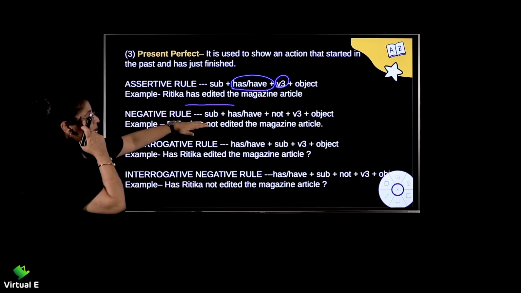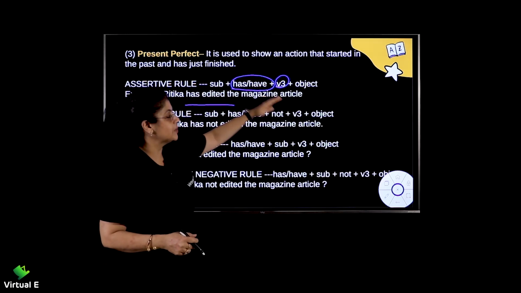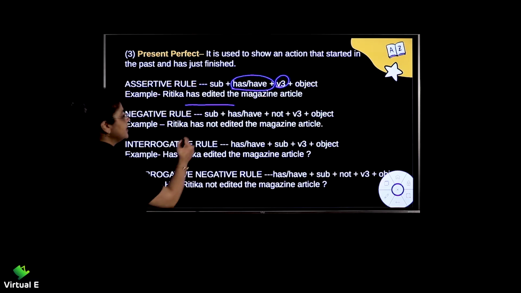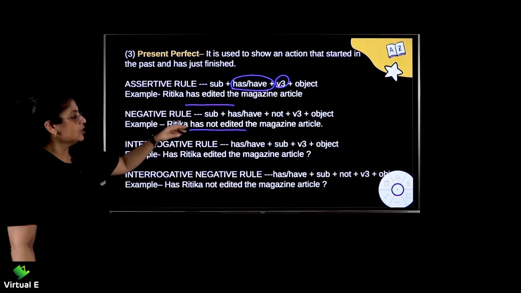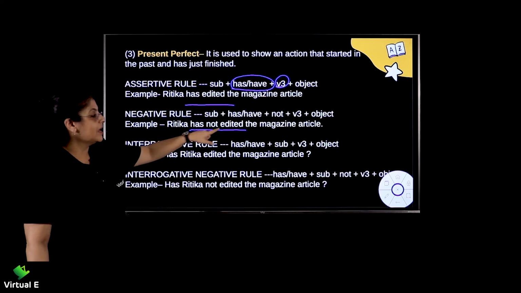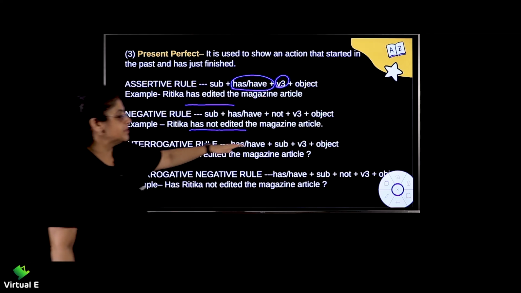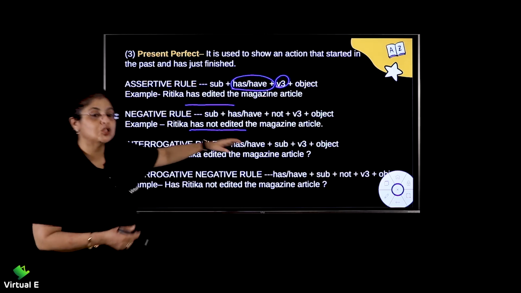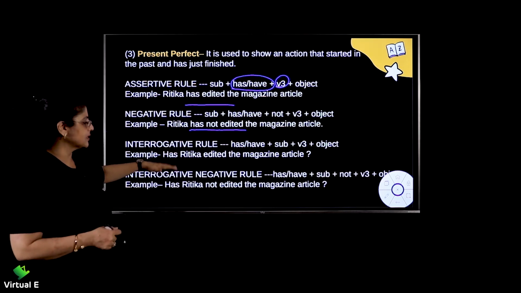So when I talk of a negative sentence, it is subject plus has, have plus not plus verb 3 plus object. So you see here it is has not edited, right? You have the keyword has, have, and you have edited, which is the verb 3. Further, interrogative, has. Now I'll go directly. Let's see, if you get confused, you can pause the video and read it, or else let's go with the sentences.